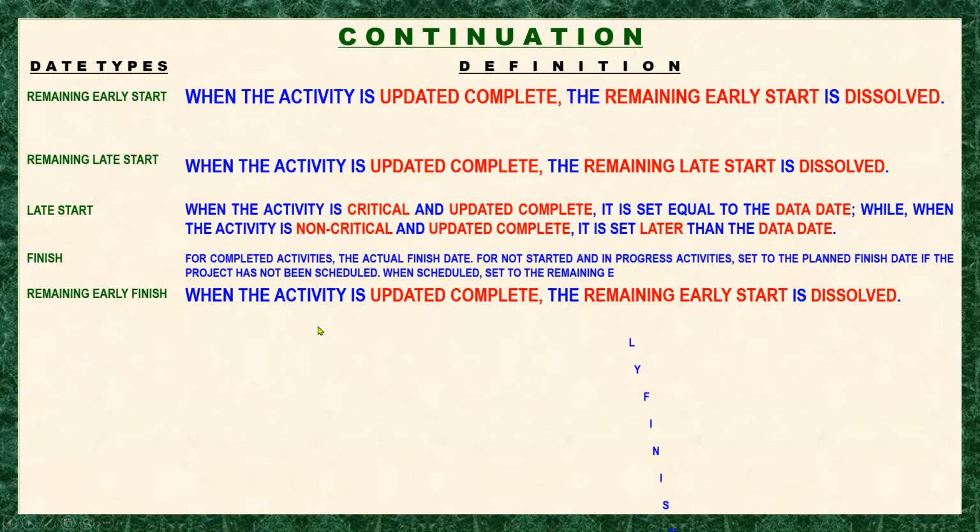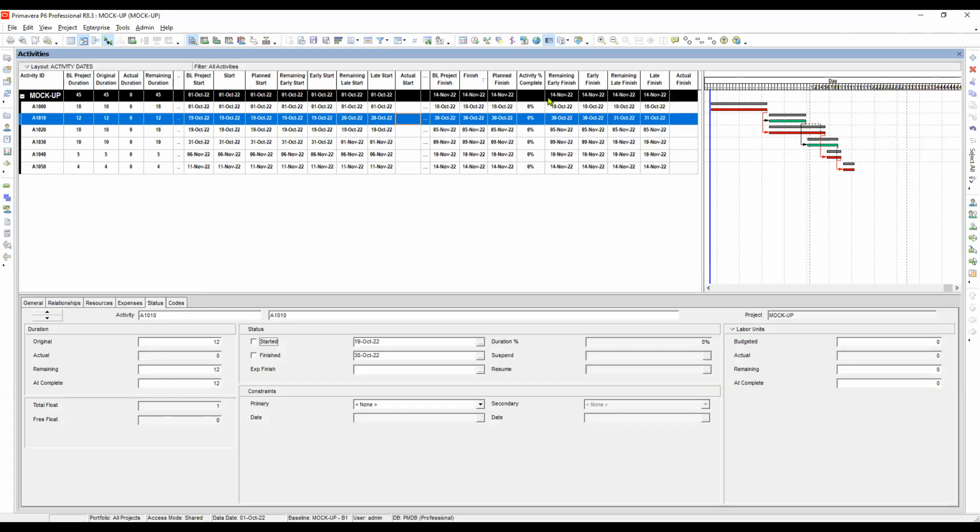According to Primavera, for completed activities, the actual finish date; for not started and in progress activities, it is set to the planned finish date if the project has not been scheduled. When scheduled, it is set to the remaining early finish. Let's go to Primavera, and this is our finish date, right?